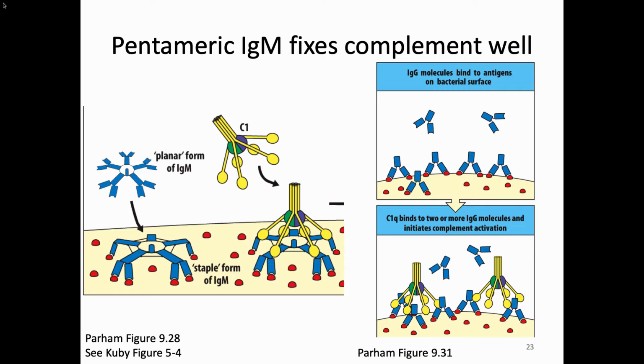So the second isotype we're going to talk about, oh yeah, Mark? Is the J chain like a separate thing? It's a separate protein, yes. Are we going to talk about that now? Not particularly. Okay.